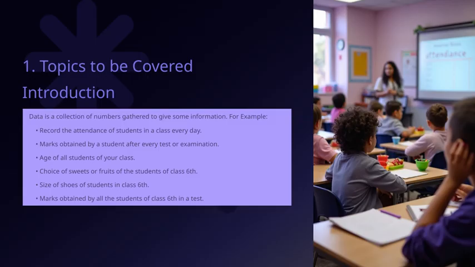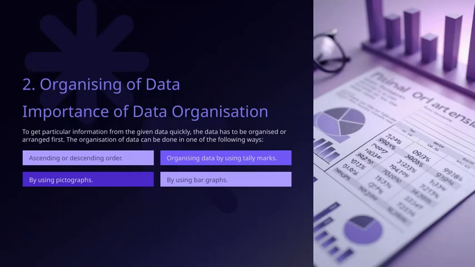We might also look at the ages of all students in your class, another form of data that shows us the age range. Another interesting example is the choice of sweets or fruits that students in 6th grade prefer. The size of their shoes or the marks they score in a test are all data points that can tell us something useful. By collecting this kind of data, we can analyze patterns, make decisions, and better understand the world around us. Throughout this presentation, we'll see how data is everywhere and why it's so important to learn how to work with it effectively.